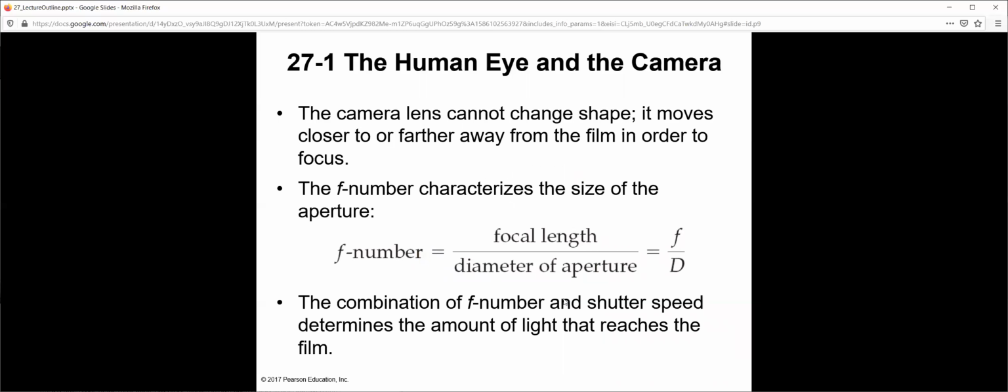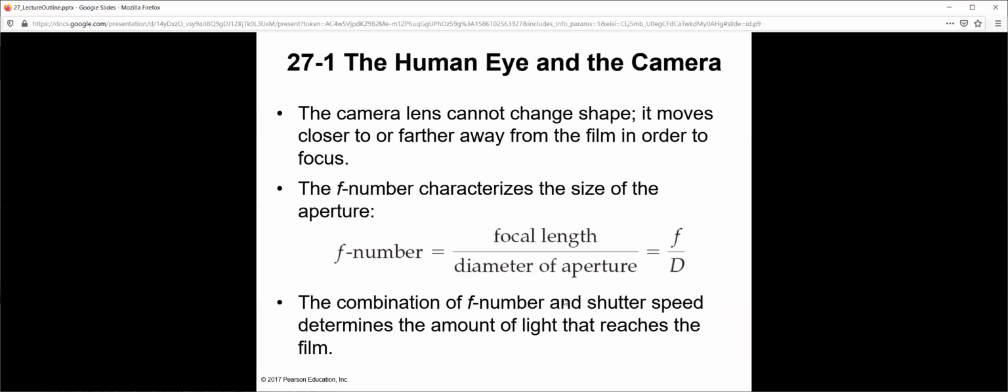However, a camera's lens cannot change its shape because it's a piece of glass, as opposed to what we have in our eyes. So the lens itself will move closer to or further from the film in order to get that focus. When you adjust your camera's focus, you can actually physically see the lens moving back and forth.